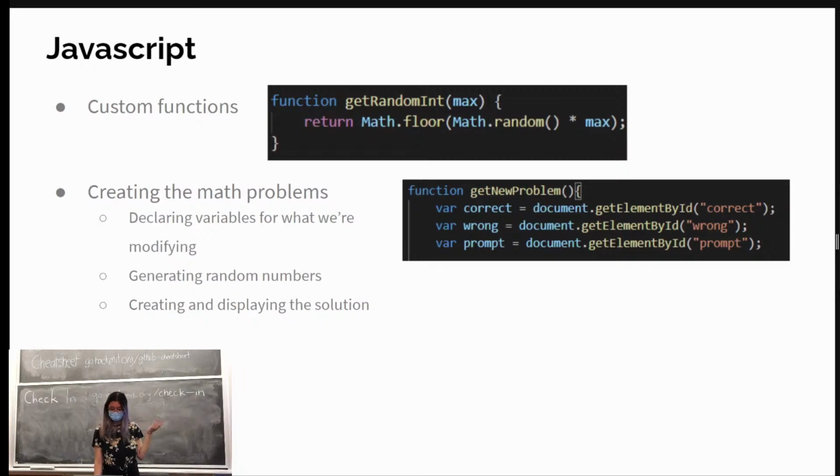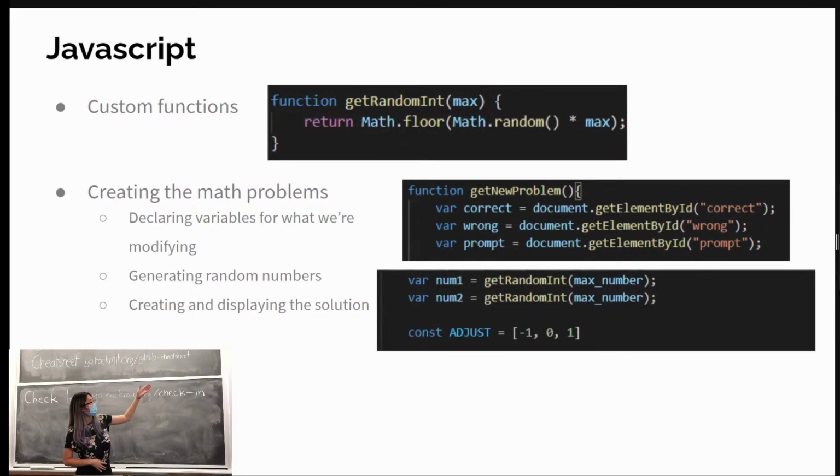Okay, and then we need to generate random numbers. So we have these two new variables, num1 and num2, which both use the function up at the top to get two random numbers. And then we also have this const adjust, which is something that won't change. It's a list or array of three different numbers, which will add -1, 0, or 1 to our final solution, just to make it vary, so that we actually have an incorrect answer, and it can bounce back and forth between correct or incorrect solutions.